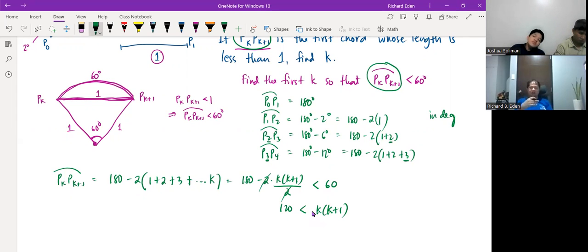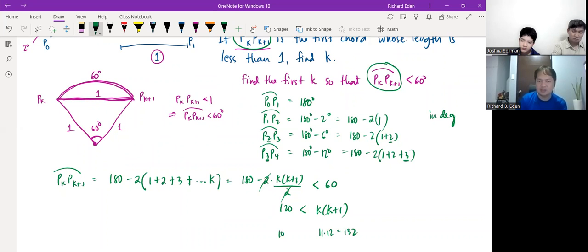So rather than solving a quadratic inequality mechanically, it would be enough to look at perfect squares. So I'm thinking 11 squared is 121, so that's close enough. So if you look at 11 times 12, that's 132. What about the previous one? 10 times 11 is 110.